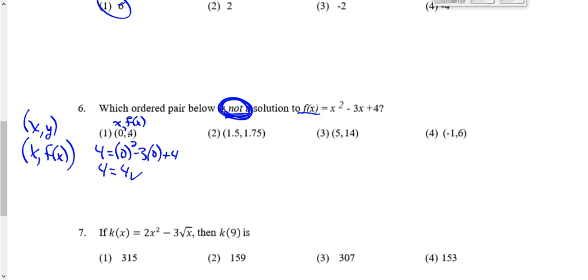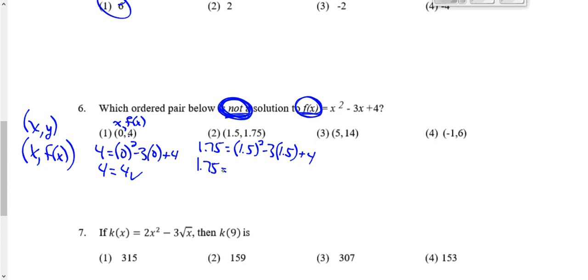If you're going to check this one, what goes in for f of x? 1.75 and 1.5 goes in. So you might need your calculator for this one for sure. Okay, everybody take a minute and figure out which one is not a solution. Anybody get what they think is the right answer? What about number 2? Let's test it out. So 1.75 needs to equal 1.5 squared minus 3 times 1.5 plus 4.